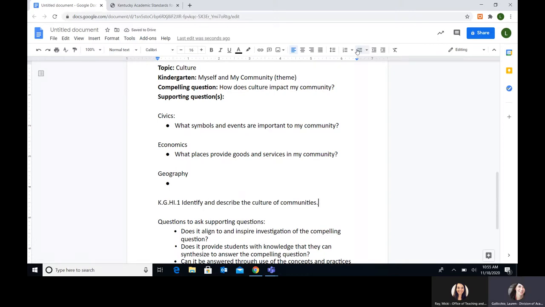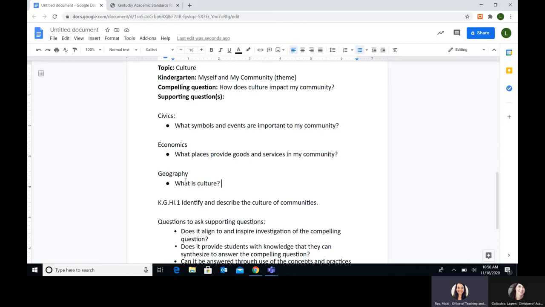Okay, so on this, I'm going to just put our standard right here. And is it something like, do we say something like, what is culture? I think so. Okay, so I think that works because it sets the foundation. Does getting at what is culture get at the identifying and describing the culture? That's what I was wondering. It definitely gets at the identify. They're going to be able to, in essence, define it.